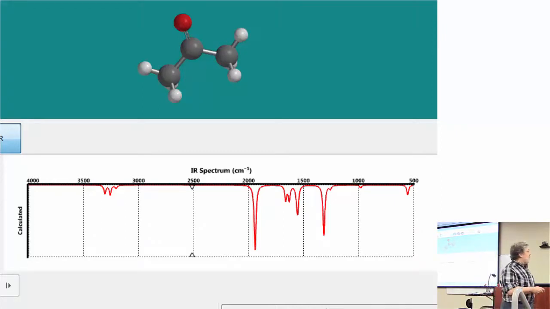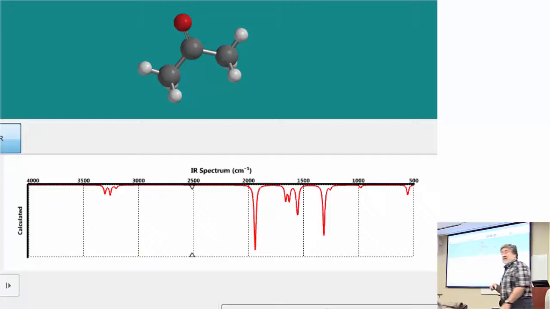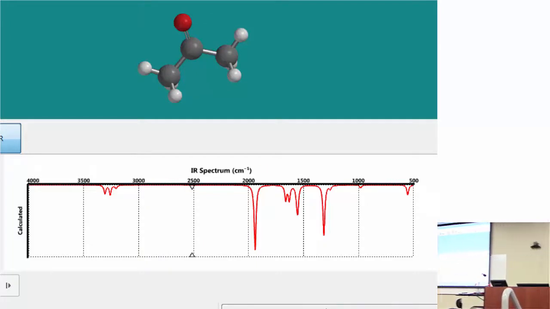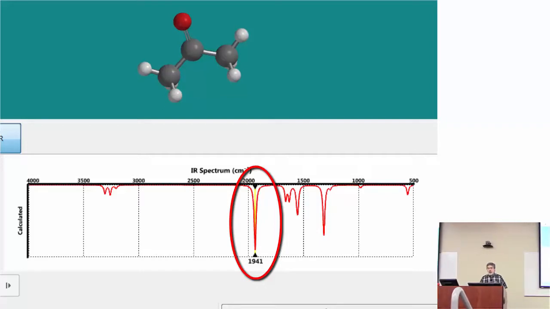So the numbers are a little off on the spectrum compared to the real spectrum. We don't really know yet why, but again, that's for quantum mechanical reasons, and we are still working on it.